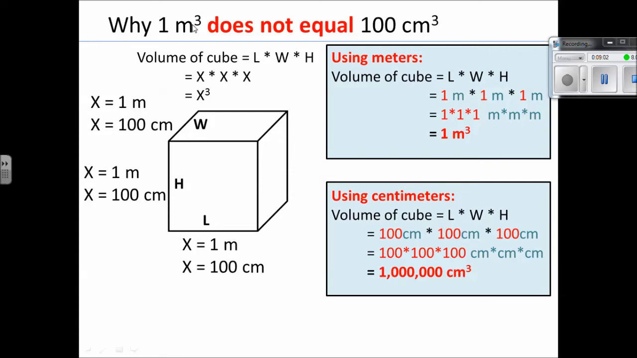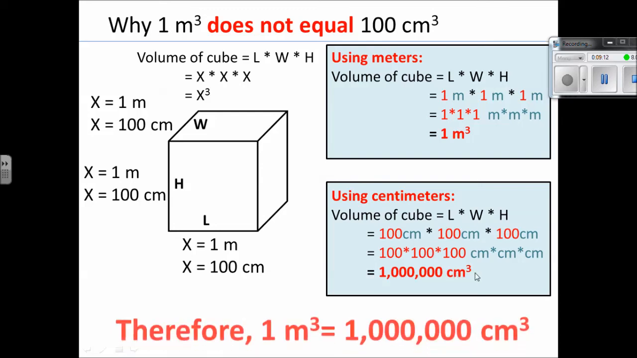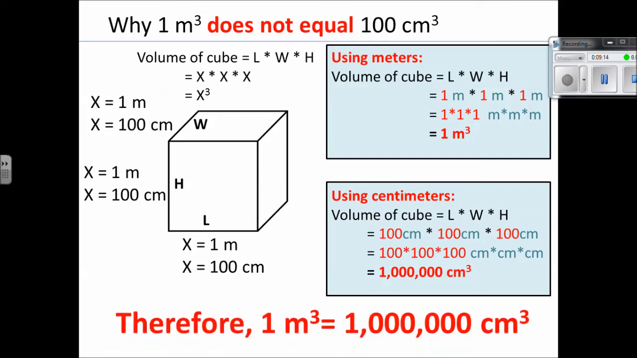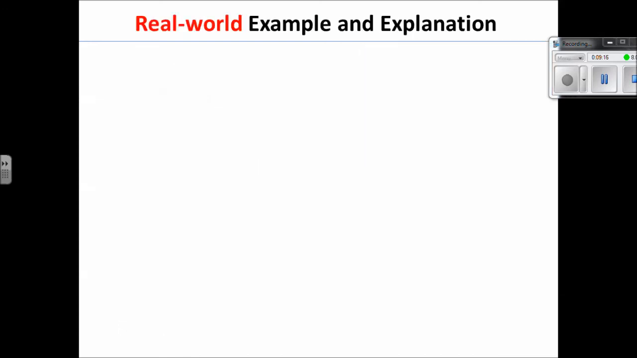So again, 1 meter cubed is absolutely not equal to 100 centimeters cubed. 1 meter cubed is equal to 1 million centimeters cubed. And now I'm going to show you a real-world example and explanation.